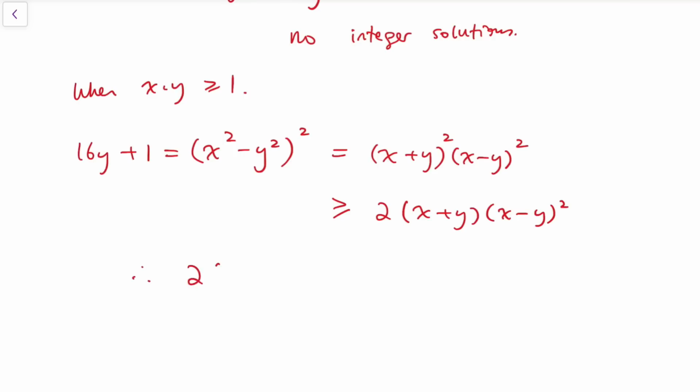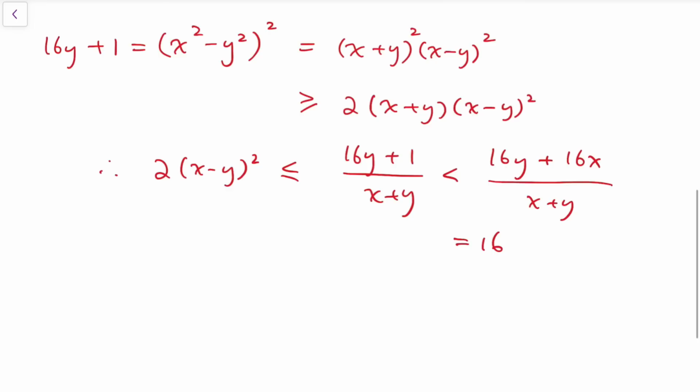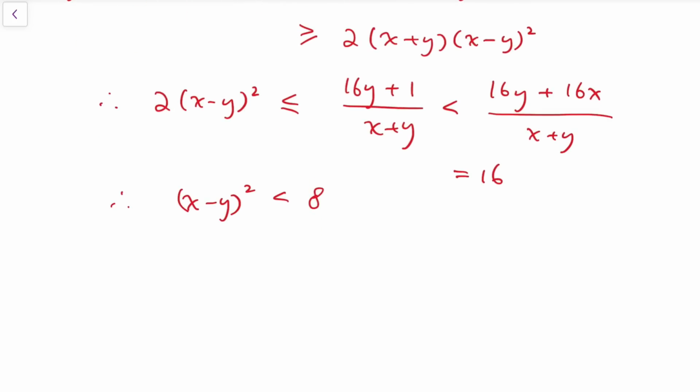Therefore, (x minus y) all squared is less than or equal to (16y plus 1) over (x plus y). But at the same time, this is clearly smaller than (16y plus 16x) over (x plus y), and that's 16. So (x minus y) all squared is less than 8. Since x and y are integers, (x minus y) all squared should be equal to 0, 1, or 4.